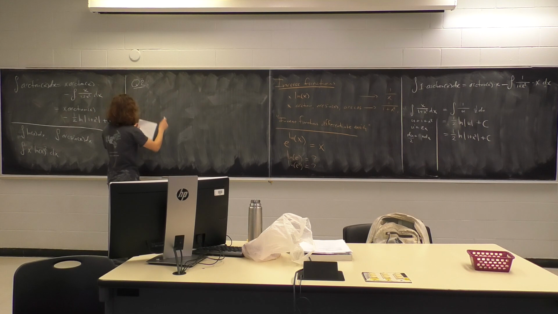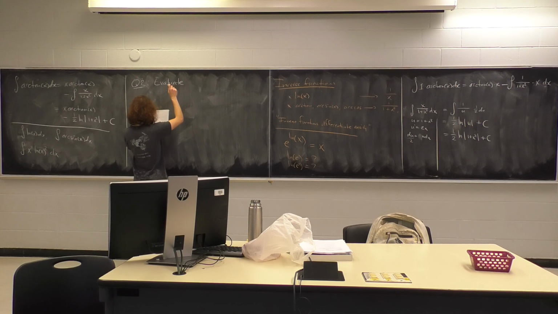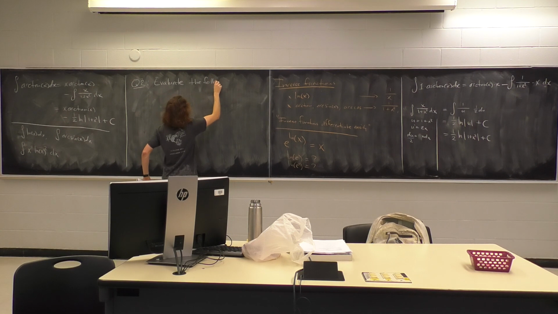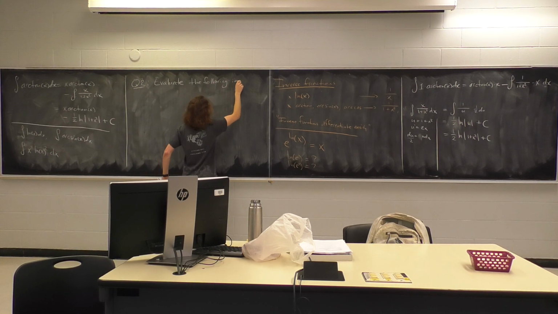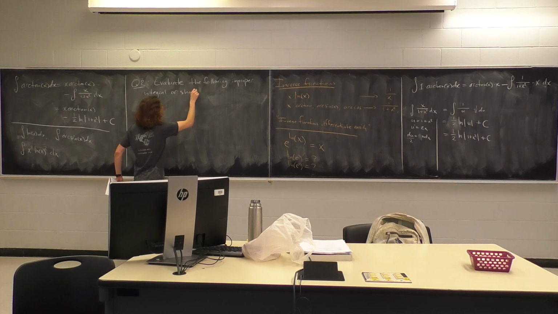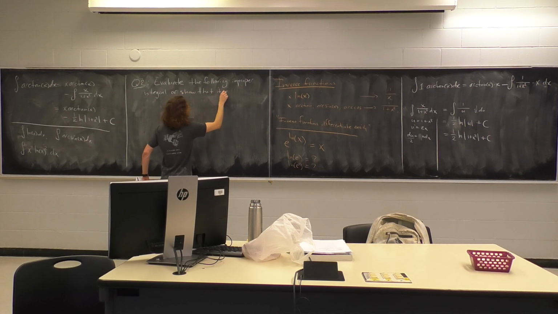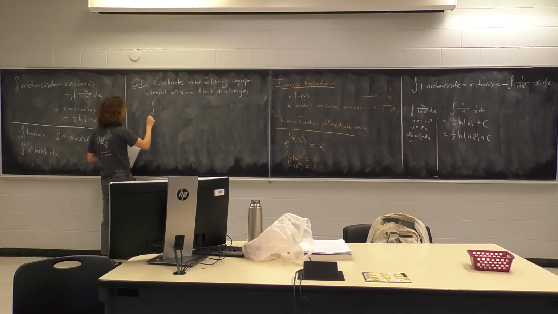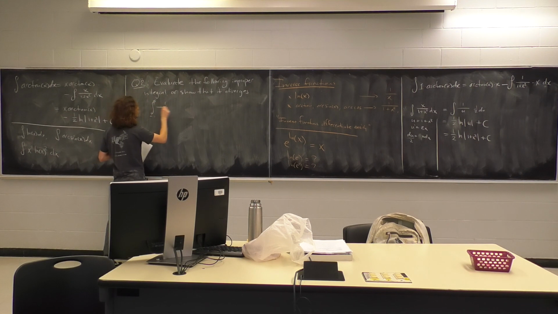Right. Question 2. Let's do an improper one. Evaluate the following improper integral, or show that it diverges. Integral from -1 to 0 of 1 over x plus sine x dx over x squared.